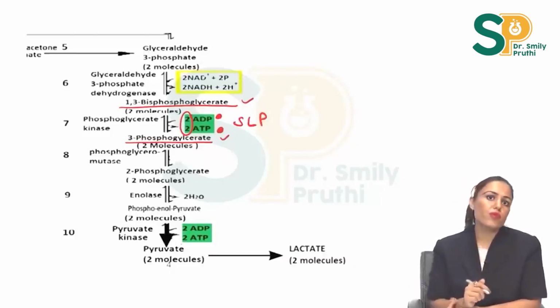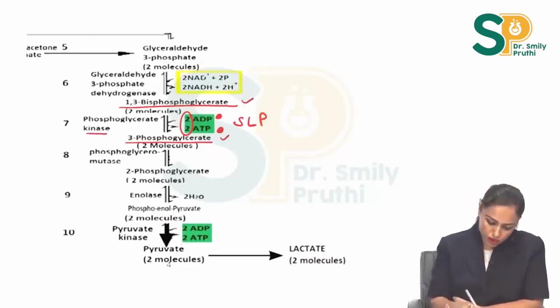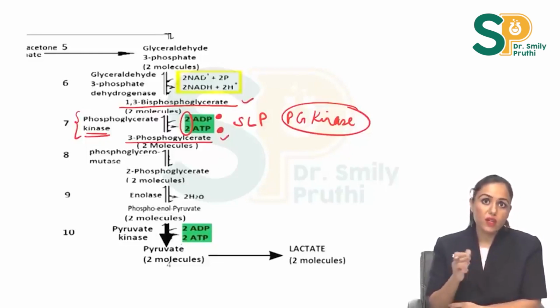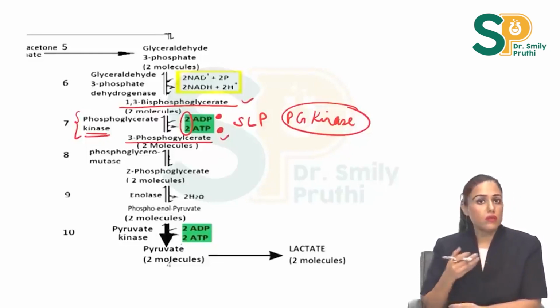And the enzyme of substrate level phosphorylation is always a kinase. And here it is phosphoglycerate kinase. Short form is PG kinase. PG kinase is a substrate level phosphorylation step of glycolysis. They ask you many questions on substrate level phosphorylation steps. So it is very easy to learn these steps. You have to learn the substrate, you have to learn the product, you have to learn the enzyme of such a step, right?